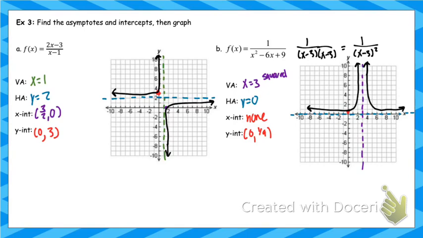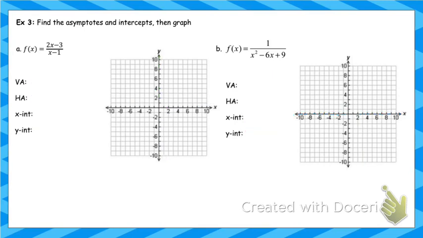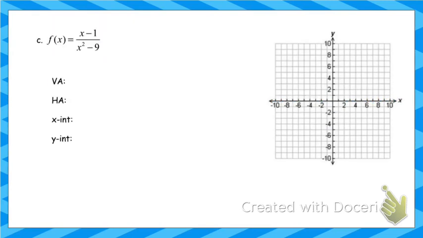All right, let's do a couple more. Again, always start by factoring the top and factoring the bottom. That's a difference of squares. So let's start with our vertical asymptotes. So there's 2 this time. X equals -3 and x equals +3.